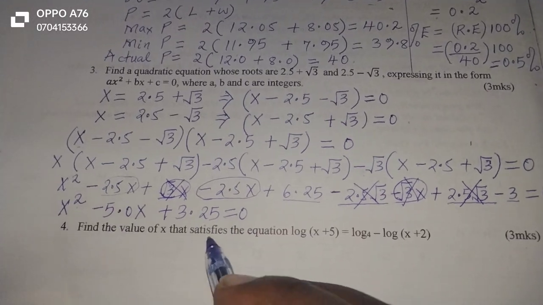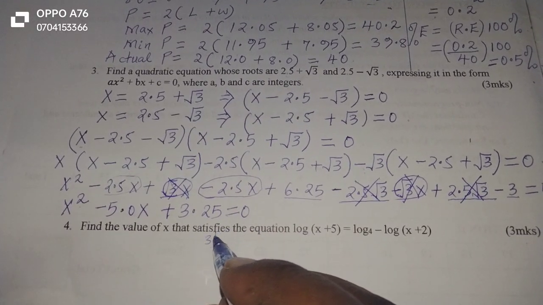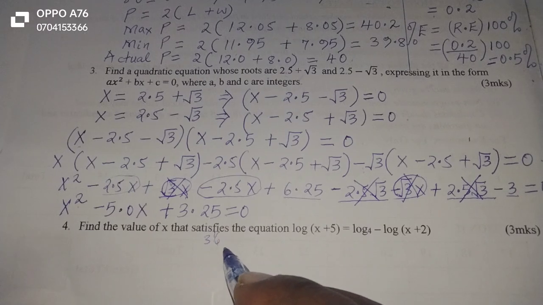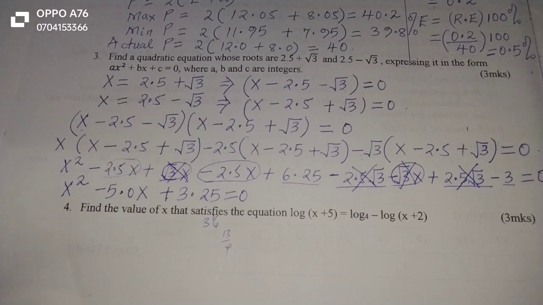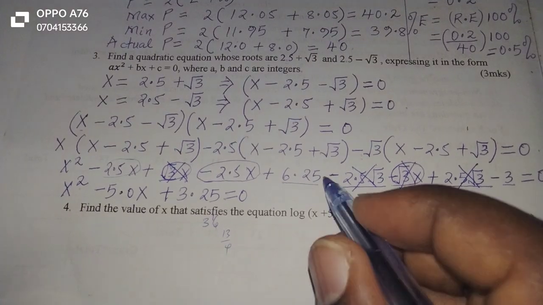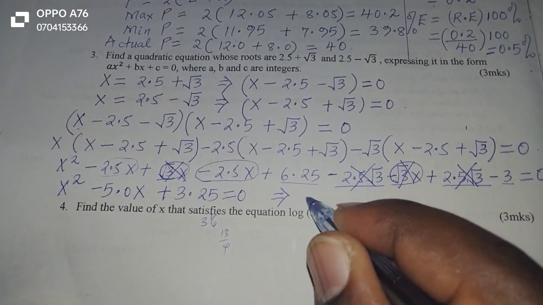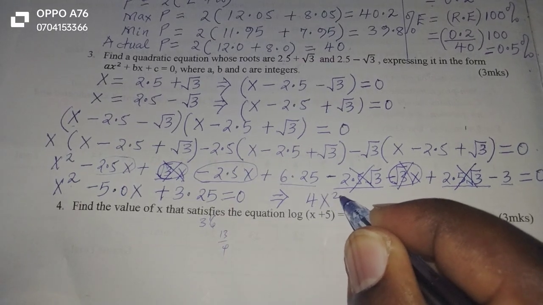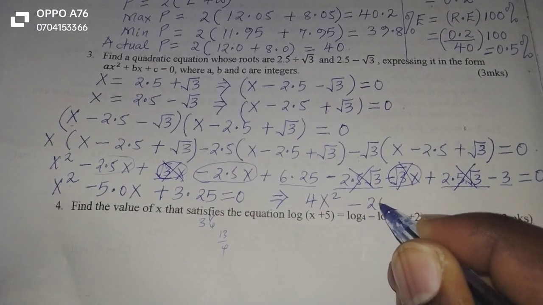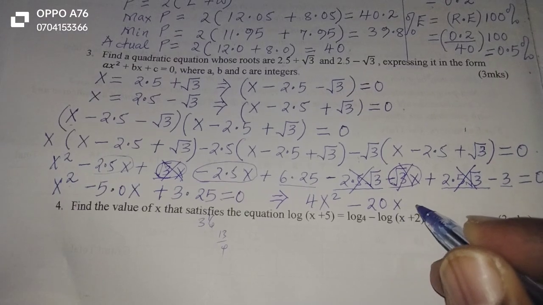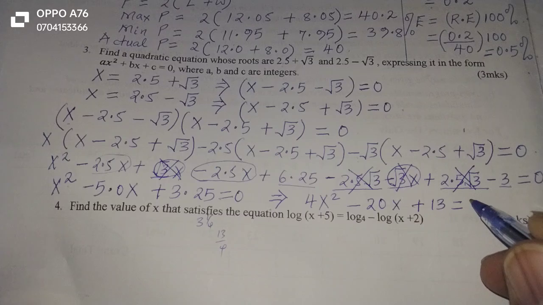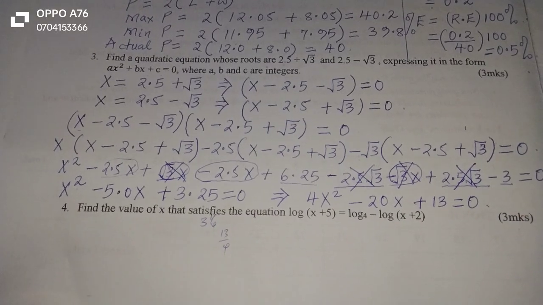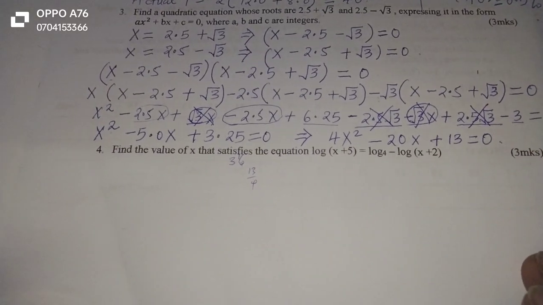This is 3 1/4, remember? So 3 1/4 means 13 out of 4. Therefore, we're going to multiply the equation through by 4, which means we shall land at 4x squared minus 20x, then positive 13. And this is equivalent to 0. So we have the equation that we wanted.